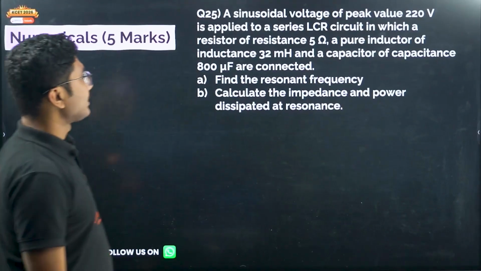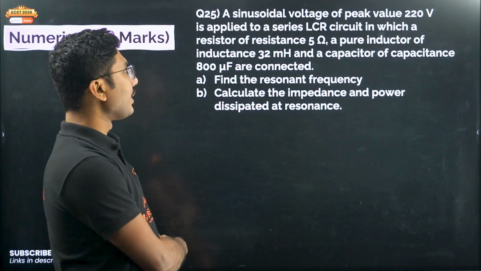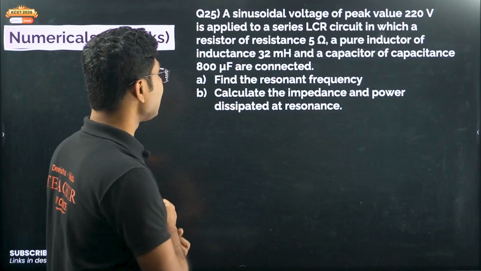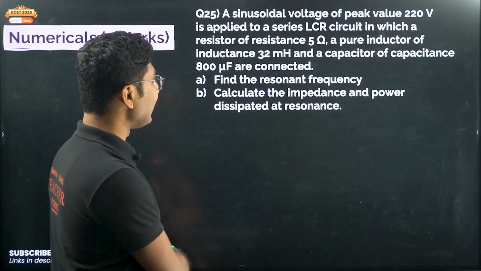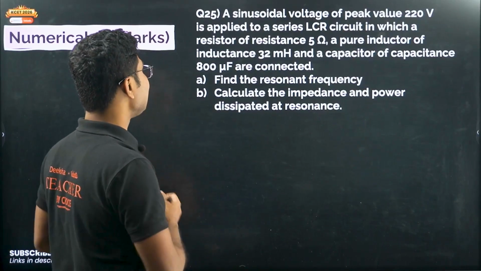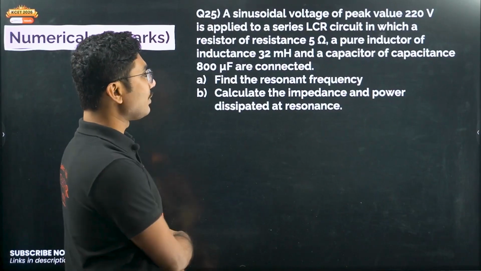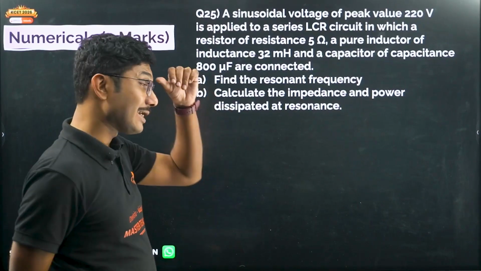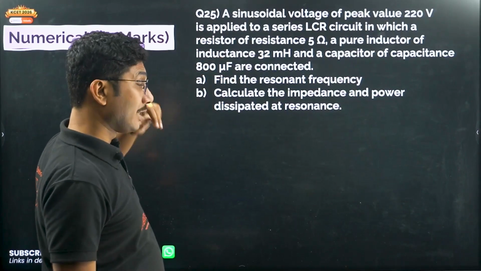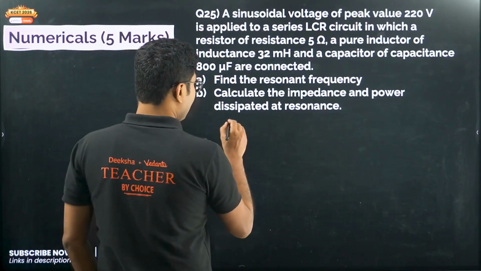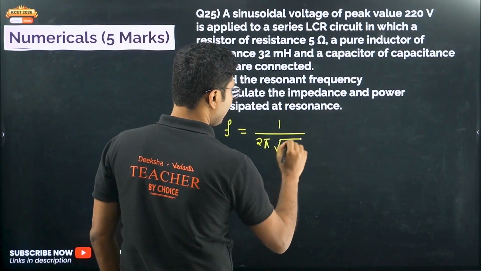Now next, a sinusoidal voltage of peak value 220 volt is applied to a series LCR circuit, with a resistor of resistance 5 ohm, a pure inductor of inductance 32 millihenry and a capacitor of capacitance 800 microfarad connected. Find the resonant frequency, calculate the impedance and power dissipated at resonance. Okay, so first of all, find the resonant frequency. Resonance frequency formula, F equals 1 by 2 pi square root of L into C.